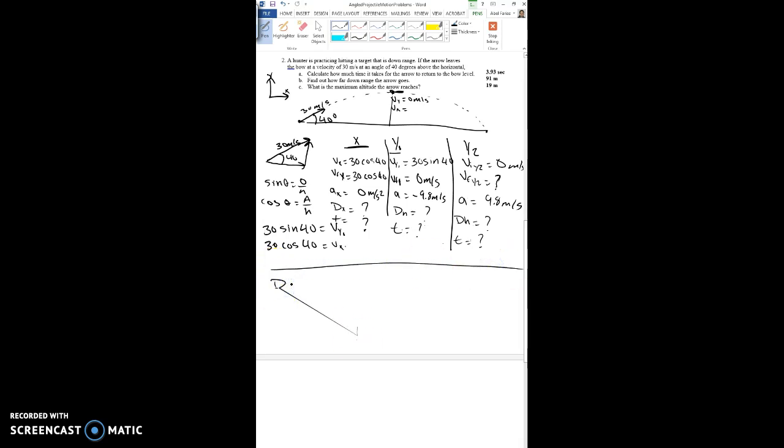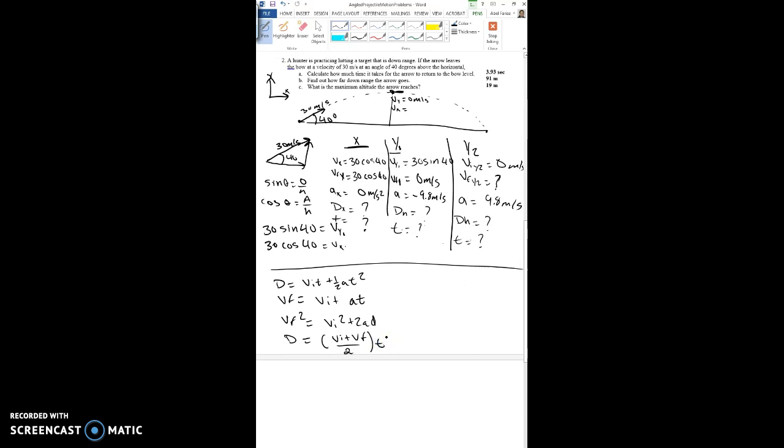So distance is equal to v initial times time plus 1/2 at squared. V final is equal to v initial plus at. V final squared is equal to v initial squared plus 2ad, and then distance is equal to v initial plus v final all over 2 times time.